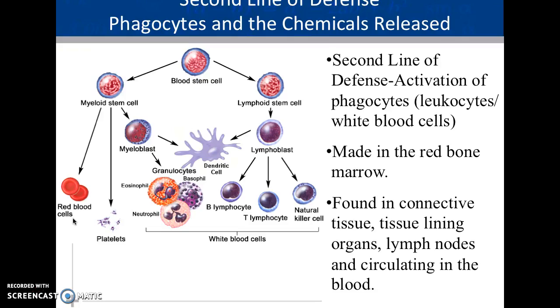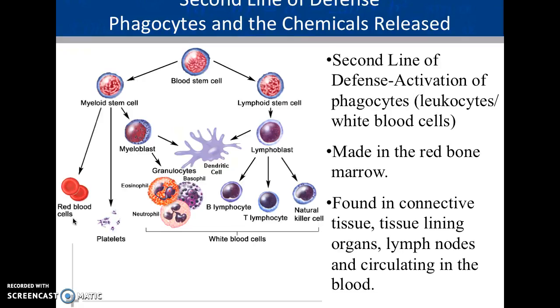The second line of defense, as far as this type of immunity is, once we get past those barriers, are the phagocytes and the chemicals that are released. We activate phagocytes, we call them leukocytes or white blood cells. They're made in red bone marrow, and then they are stored in our connective tissue, the tissue lining the organs, and especially our lymph node, and it's circulated through the blood.